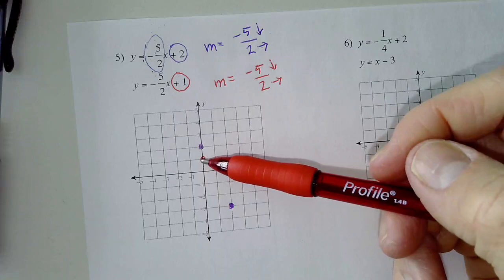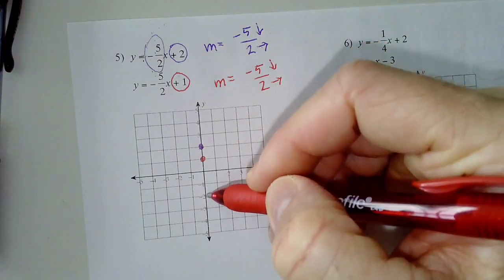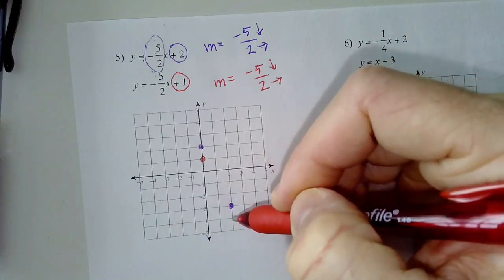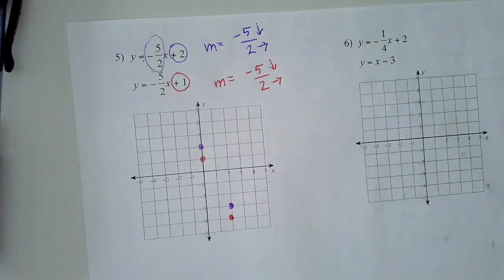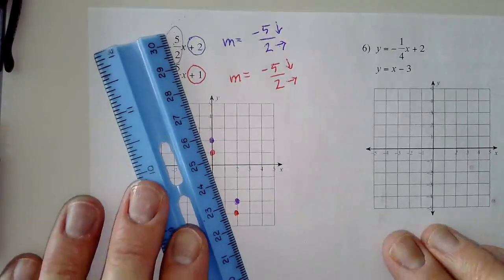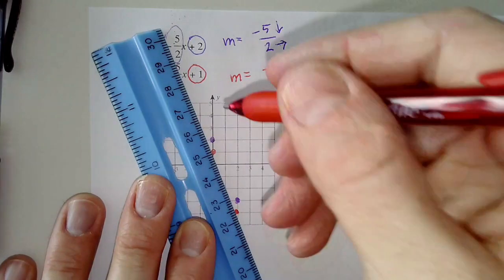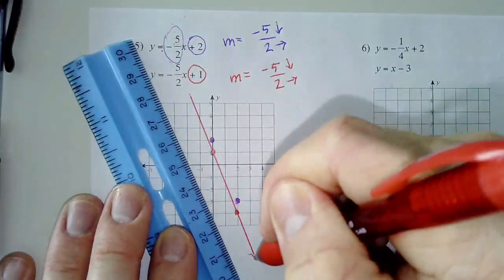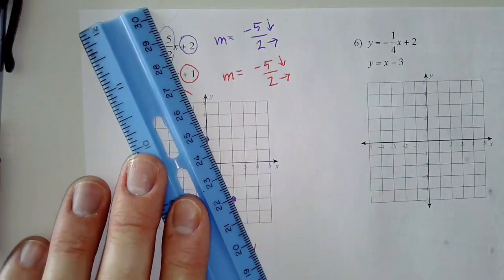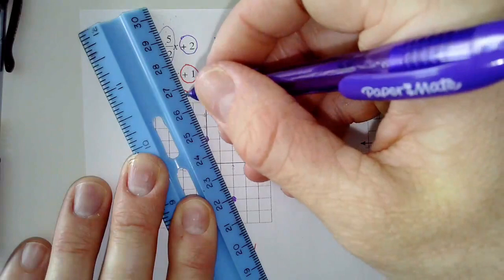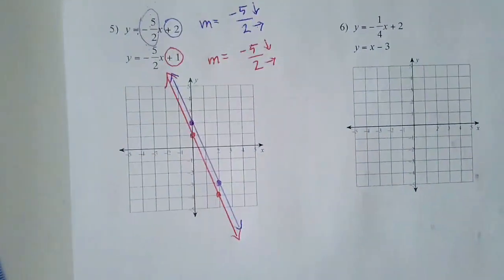So from this B, you're going to go down 5 and right 2, just like the purple line. That's here, and then here. So I'm going to connect the red dots, and then I'm going to connect the purple dots. And what do we have here? We have two lines that are very close to one another, but do they ever intersect? No. They never do, because they are parallel lines.